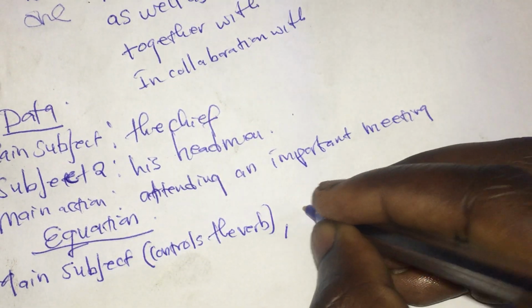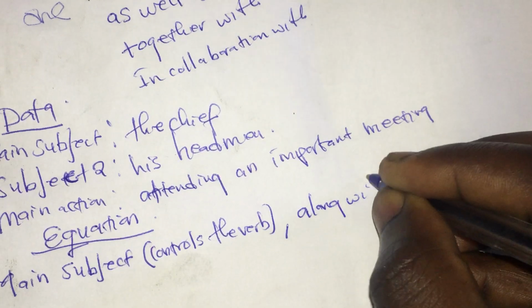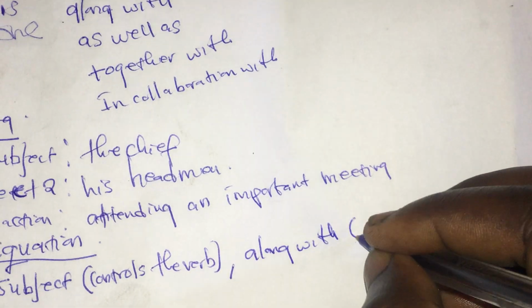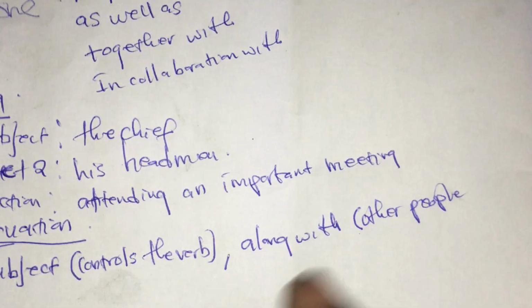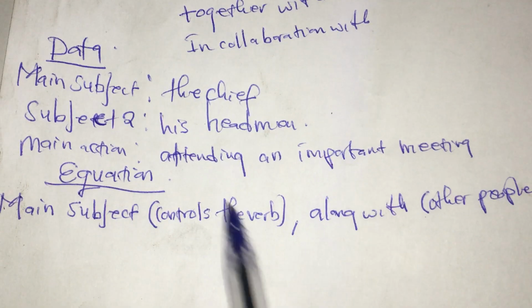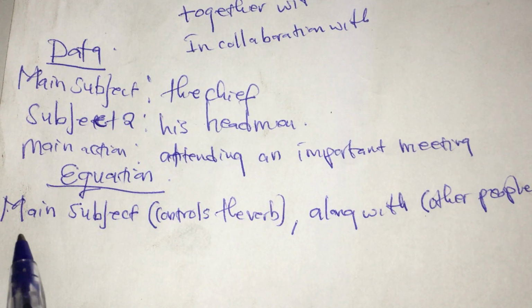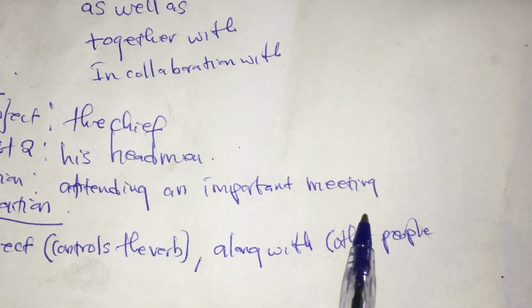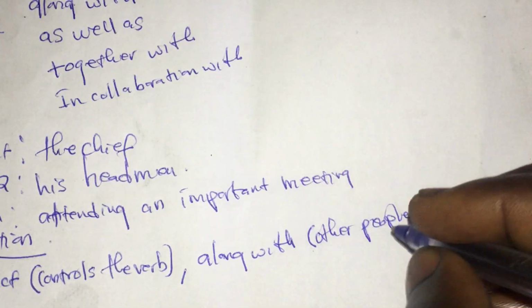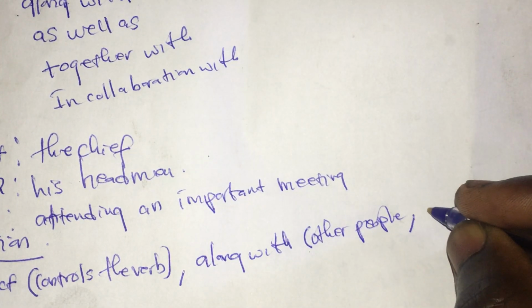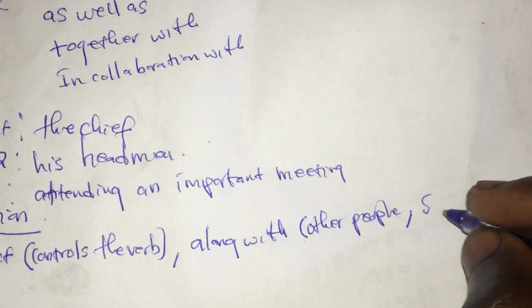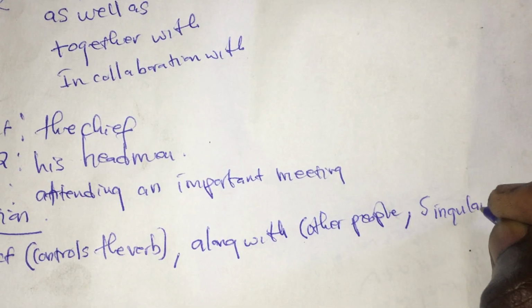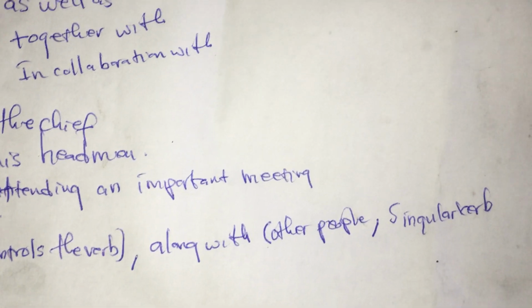Then a comma. Then since we have been given "along with", we're going to say, open bracket, other people. So other people, it's more like people accompanying the main subject, or the people helping the main subject. Now after writing this, don't forget, once you mention them, you put a comma. Then since here our main subject is one, we are going to have a singular verb.